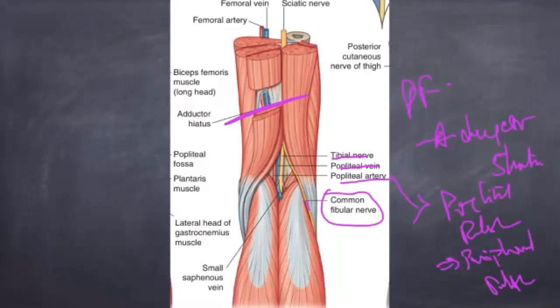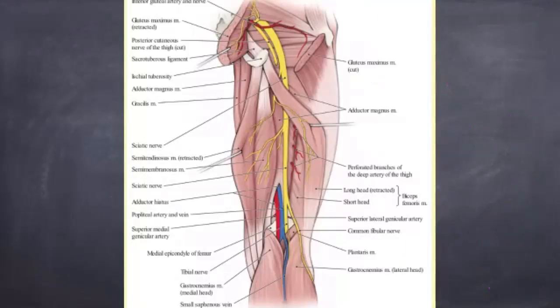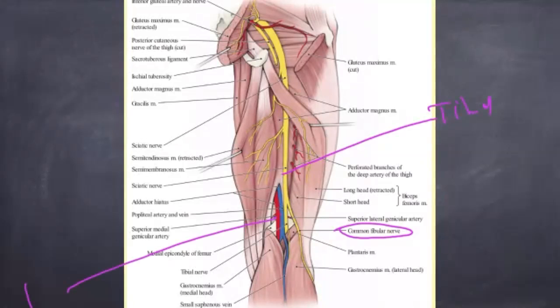This is the adductor hiatus, at this level. See more clearly, the sciatic nerve continues as the tibial nerve, giving branches. Common fibular nerve, this one. This is the tibial nerve. And you see the artery is the deepest structure, the popliteal artery. You getting it? And there the popliteal vein accompanies the artery.